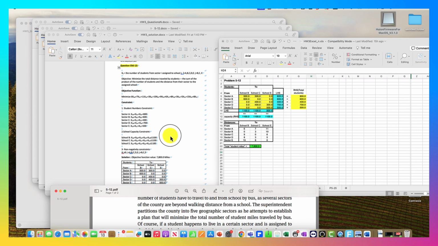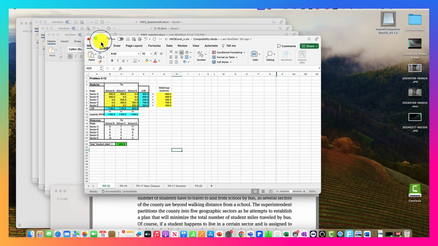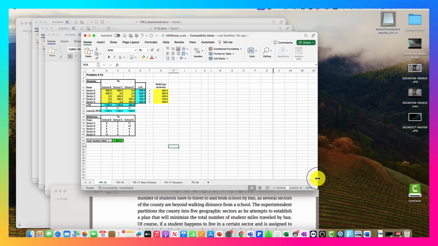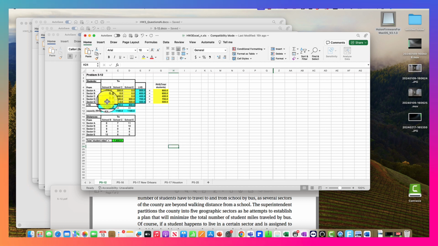After you formulate the problem, we need to set up an Excel spreadsheet to generate the solution. At this point, I hope you get some idea of how to set up an Excel spreadsheet skillfully. Let's look at the spreadsheet I set up. The spreadsheet has three parts. The first part shows our decision variables, and the second area represents the distance between sectors and schools. After those are given, we can find the objective function value, which is the sum product of the number of students and the distance given over here.